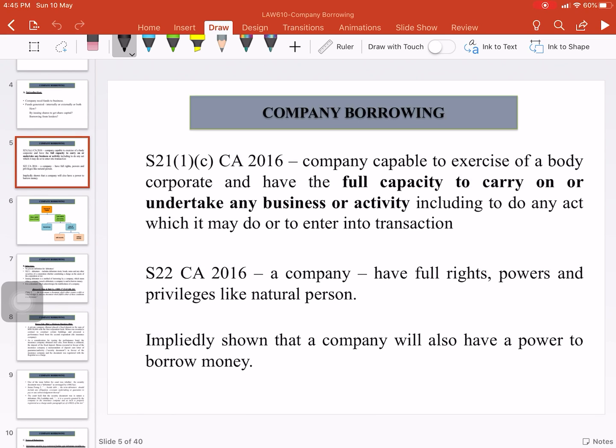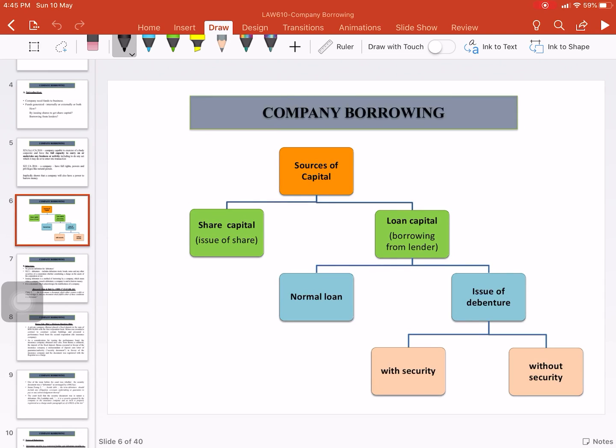Okay, before you can do such a thing, you must have something to back up why and how you can do such an act. So the power to borrow comes from these sections. And then when we talk about capital, we talk about sources of capital. We have seen share capital. Now we are moving on to loan capital, which is borrowing from a lender.